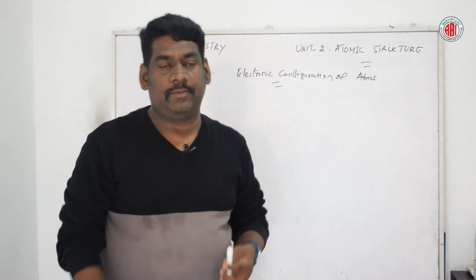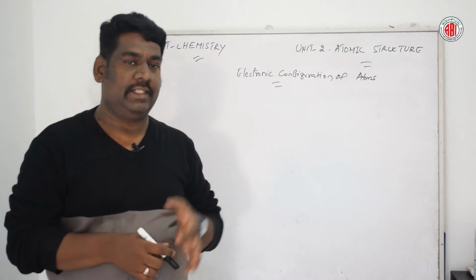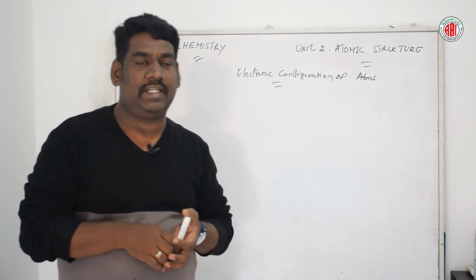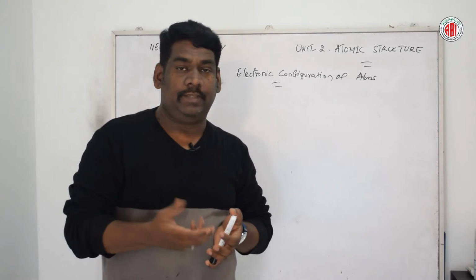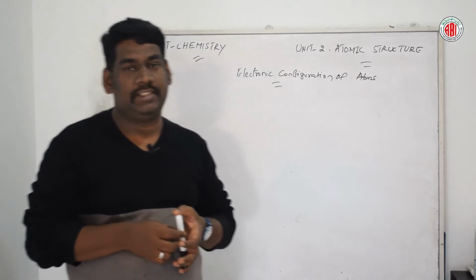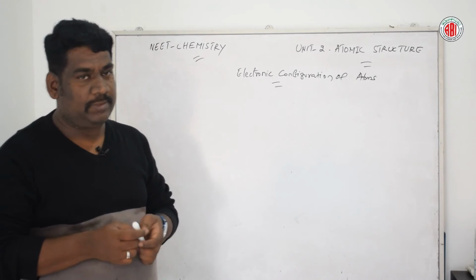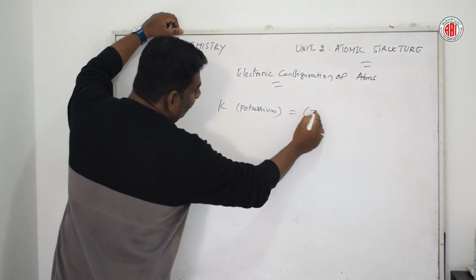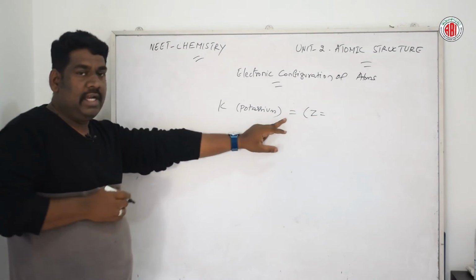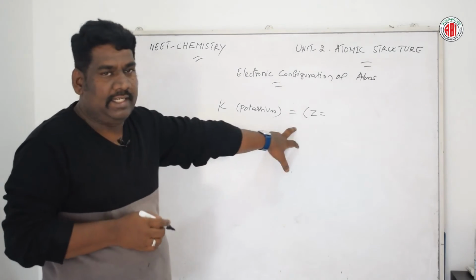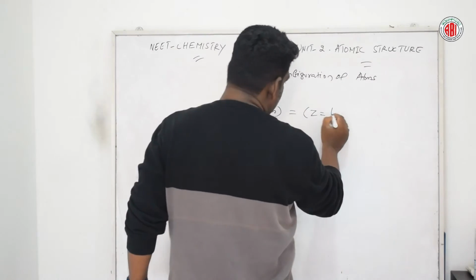Now let us talk about a few more examples with a larger atomic number and number of electrons. First we are going to talk about potassium. The atomic number Z for potassium is 19.